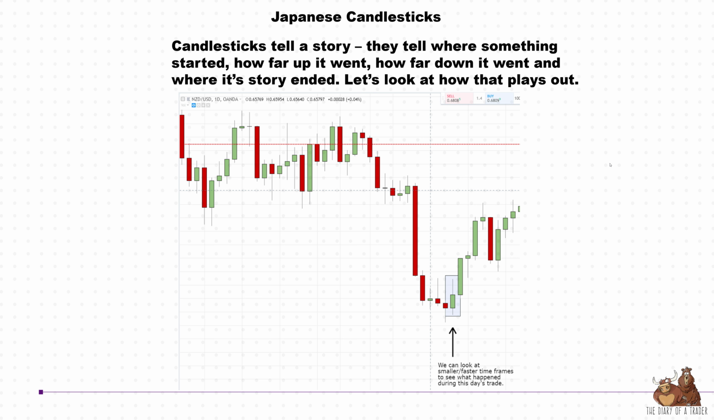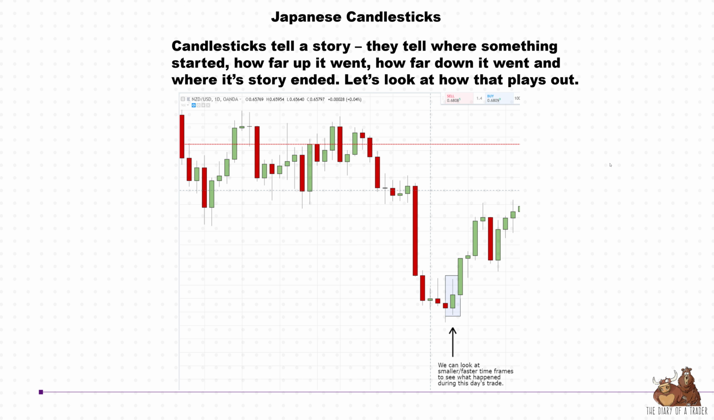Again, candlesticks tell us a story. They tell us where something started, how far it went, what it did, how far down, how far high. If you look at the candlestick that's here, it's shaded. This is a daily candlestick, meaning there are 24 hours in a day, so this is the entire trading range of that day.